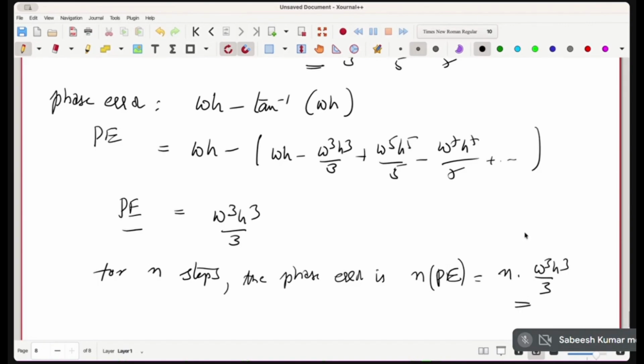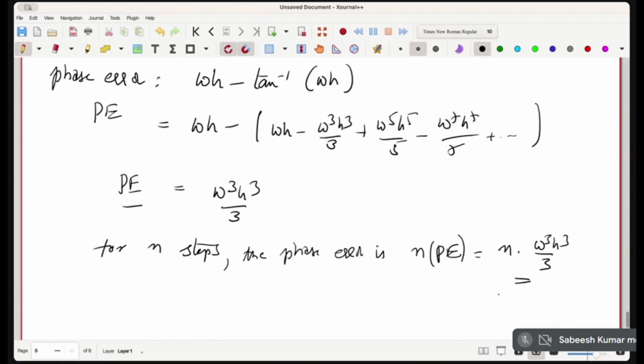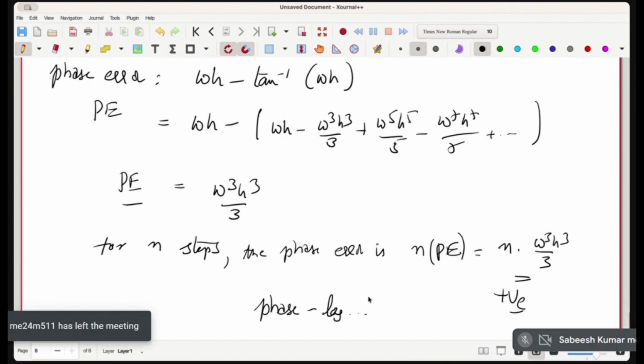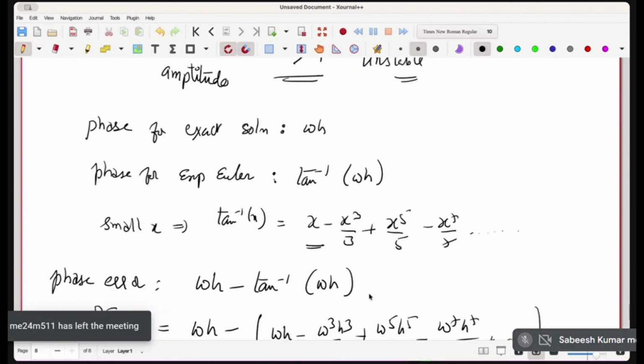That means this is positive, so there is a phase lag when you use the explicit Euler method. Of course, the amplitude is growing, so it will be unstable. All these things are fine.